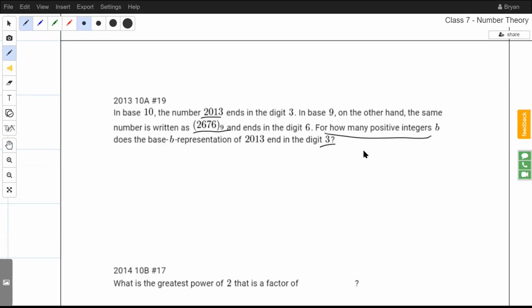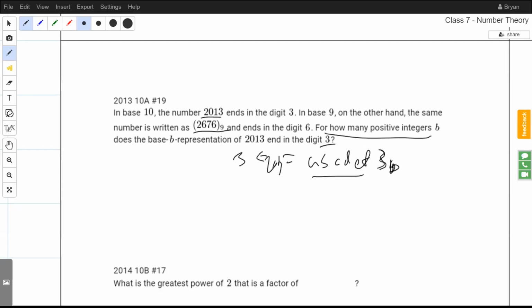So really, what you need to realize is that if it ends in digit 3, that must mean that its remainder, when you divide it by b, is equal to 3. This is because any number, if it's like a, b, c, d, e, f, 3 in base b, this is our number 2013 or something, right? We have that a, b, c, d, e, f are all multiplied by b to the 1, b squared, etc. So this part is all divisible by b, which just leaves a 3.